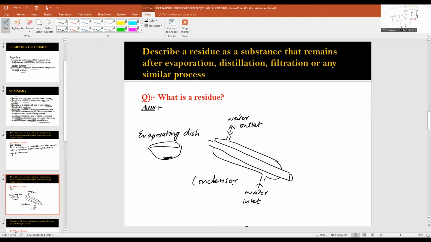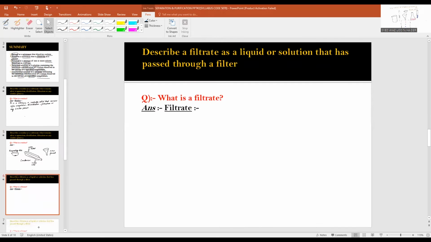And during filtration, insoluble solid is left as residue on the filter paper. Here's a diagram of a filter funnel. Filter paper is placed on this filter funnel. You see, in all these, residue will be left after carrying out these processes.